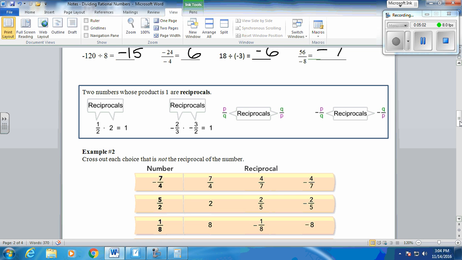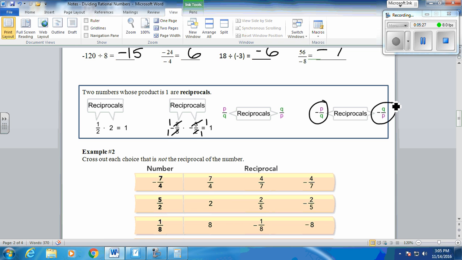Negative 2/3 times, I want you to notice the reciprocal is also negative, negative 3/2, would equal 1, because if you went through and cross-canceled, 1, 1, 1, 1, negative times a negative gives you a positive. So they are showing you here that if you have P divided by Q, the reciprocal would be Q divided by P. And if you had a negative P divided by Q, your reciprocal would be negative Q divided by P.